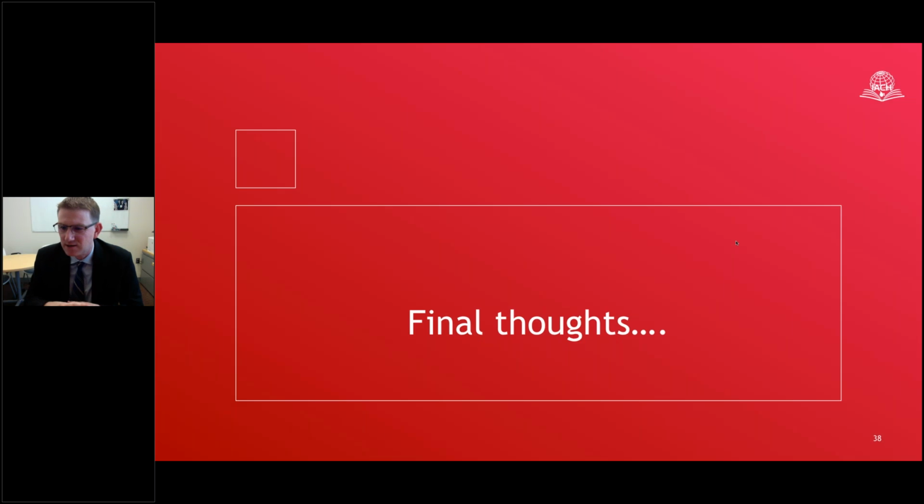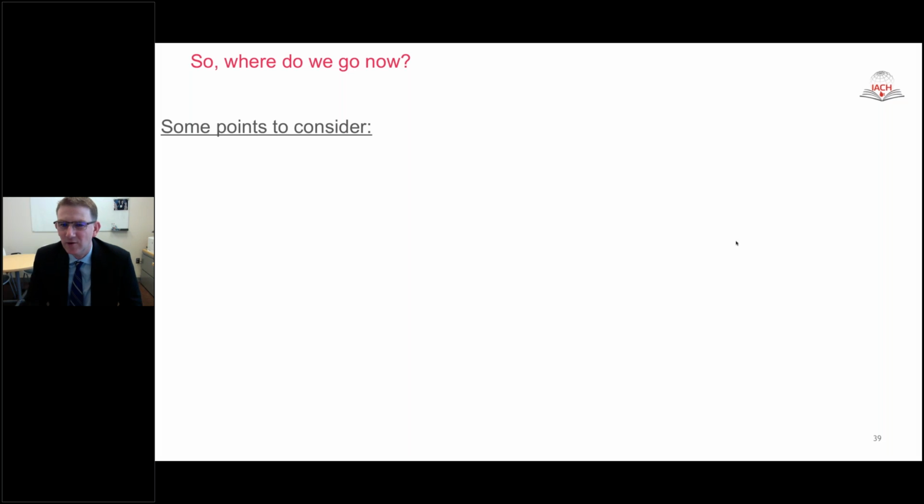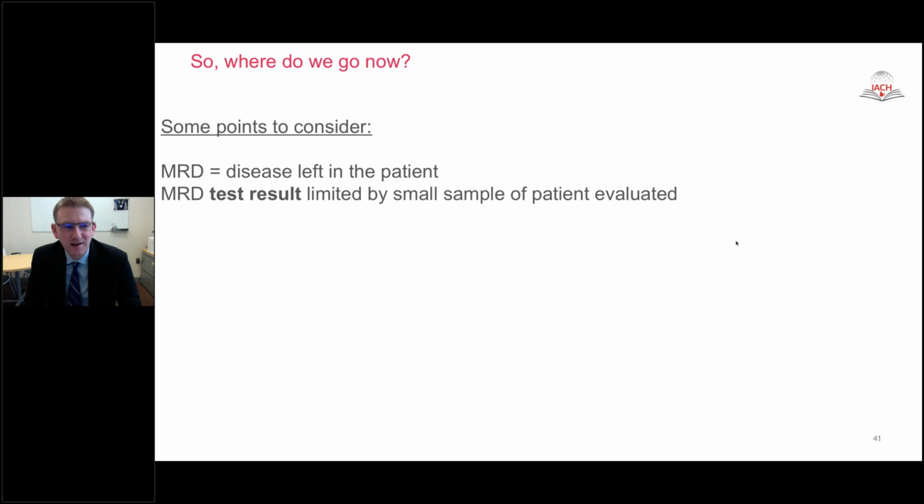So just to summarize some final thoughts here, and the clinically useful take-homes. Where do we go now? So measurable residual disease is the disease left in the patient. The test result is limited by the small sample of the patient evaluated. If we're drawing blood from the right arm and the leukemia cell that's going to be responsible for relapse is in the left leg, you're not going to track it with that test.